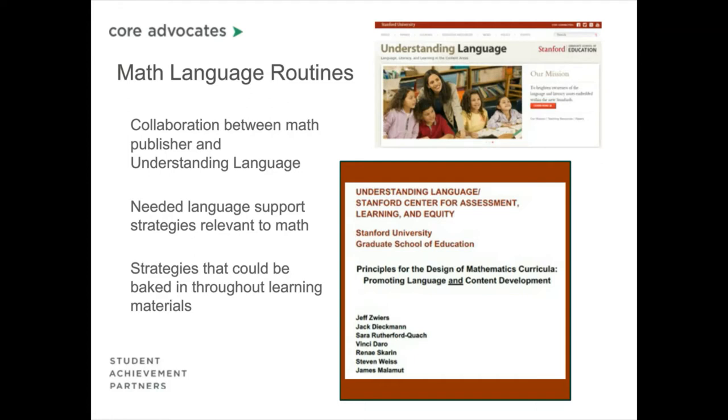And this is a really interesting challenge for us, because at the center at Understanding Language, we had content specialists and we had language specialists. And for us, this represented a wonderful opportunity to collaborate and to generate new knowledge. I would be remiss if I didn't also recognize my co-authors, Jeff Swears, Sarah Rutherford Kwok, Vincy Darrow, Steve Weiss, and Jim Malamet, who all contributed to the design of this document.